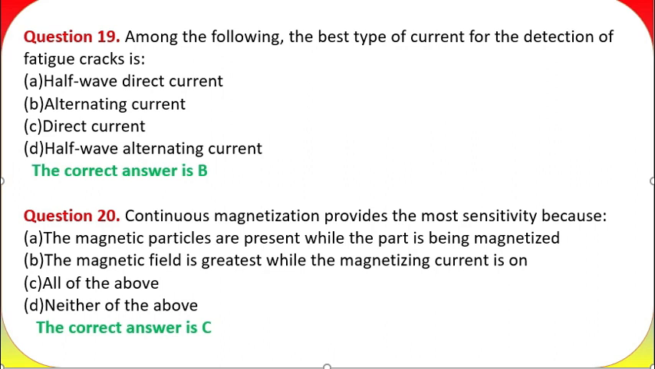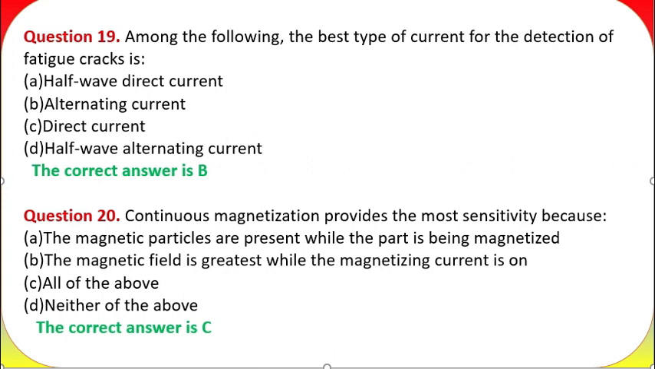Question 19. Among the following, the best type of current for the detection of fatigue cracks is: A. Half-wave direct current. B. Alternating current. C. Direct current. D. Half-wave alternating current. The correct answer is B.